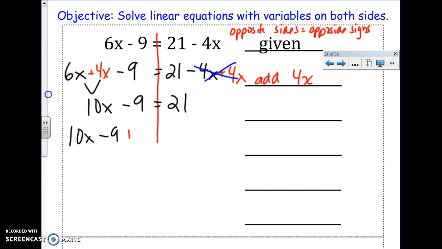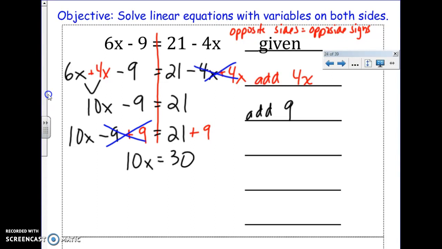I need to add 9 to both sides. And -9 plus 9 comes 0, so I cross those guys out. And I get left with 10x equals 30. And lastly, I'm going to divide. And after you get that x is 3, you should totally go back and put it into your equation and make sure it works.